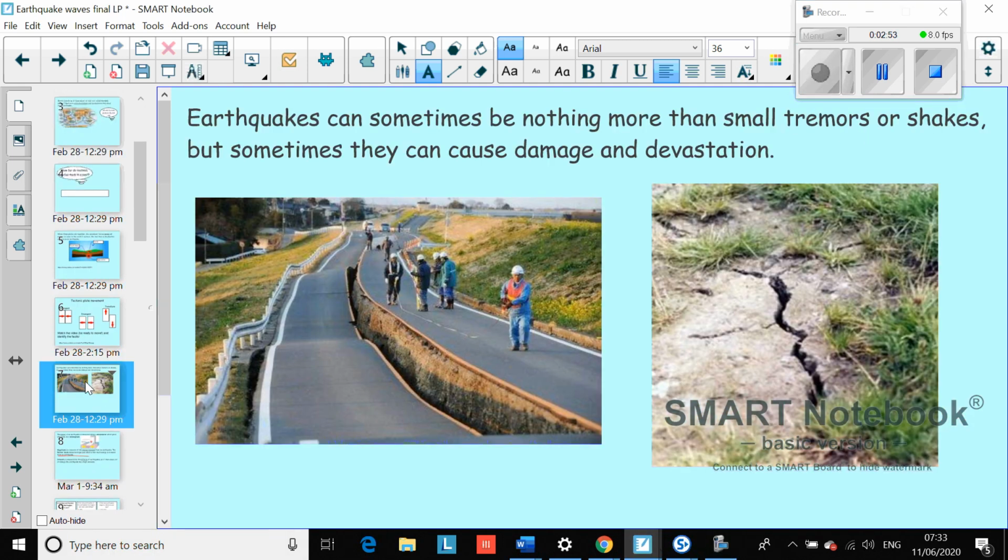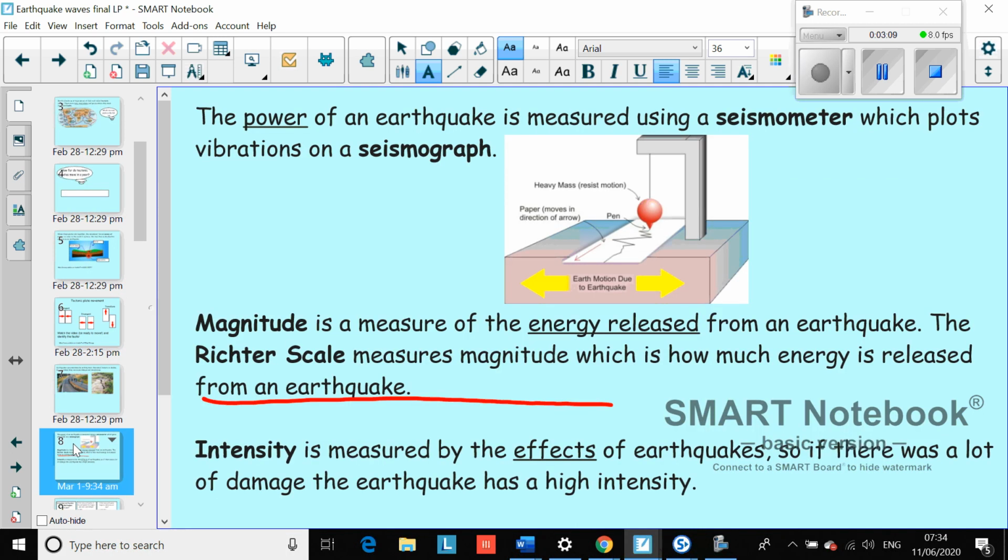Anyway, earthquakes can sometimes be small. We do occasionally get small earthquakes here in the UK, but they're not really anything to do with fault lines because we don't have any. But sometimes they can cause really big devastation. So how do we measure the strength of an earthquake? Well, we use a machine called a seismometer.